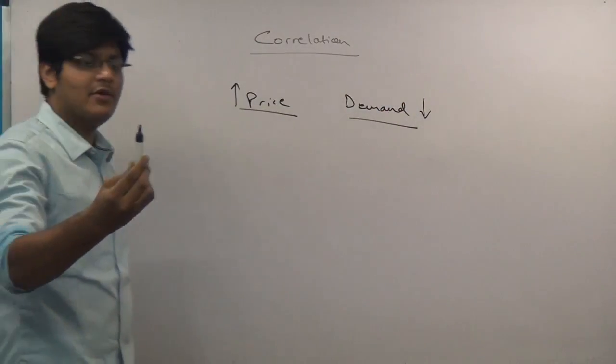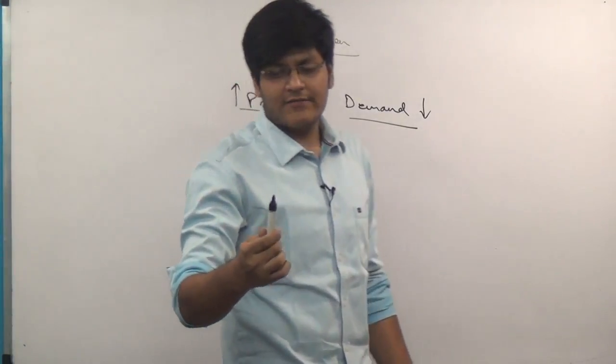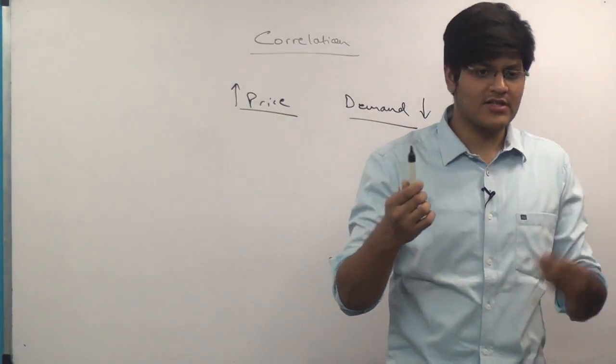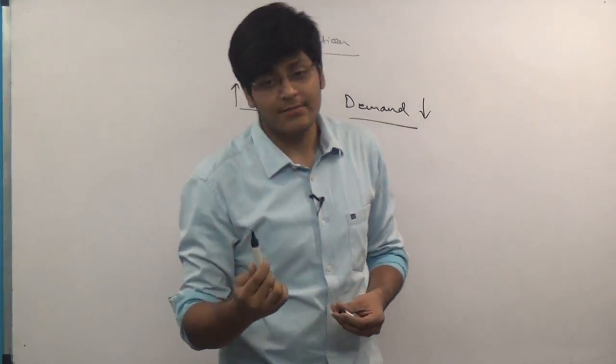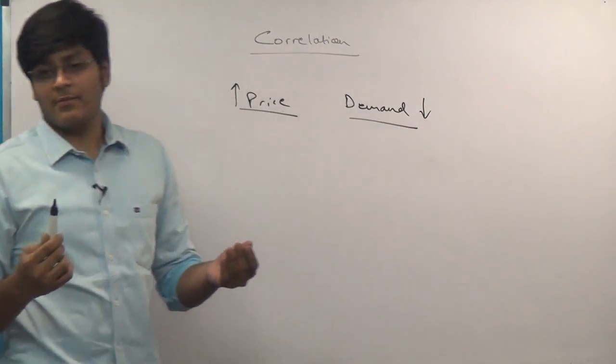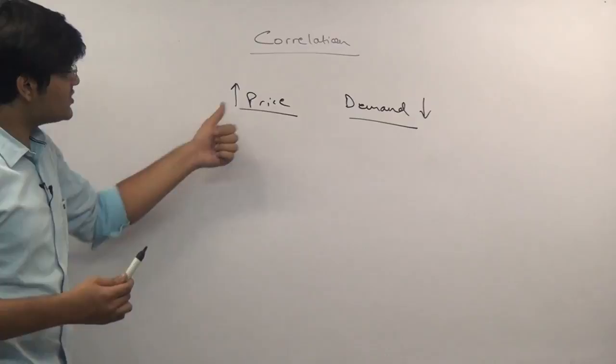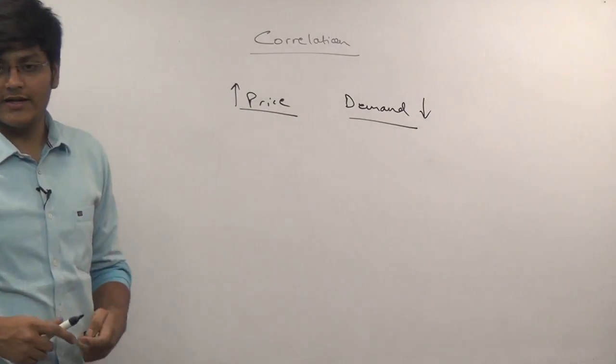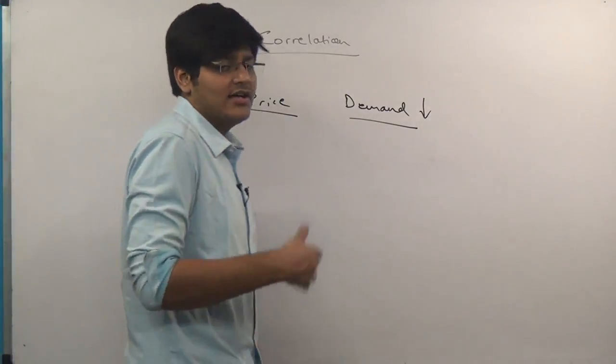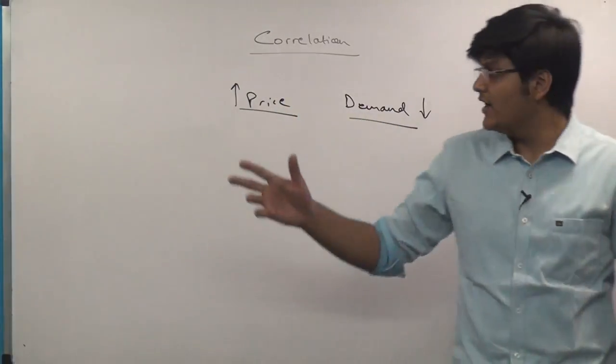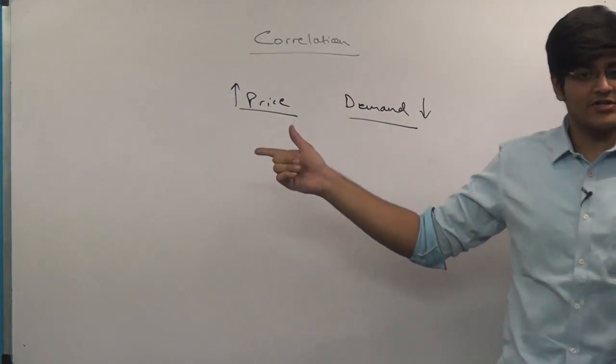Suppose this pen is available for 20 rupees in the market. If I increase the price a lot, then obviously the demand will fall. If I decrease the price a lot, then obviously the demand will increase. Hence, these two things are negatively correlated. If one increases, the other one decreases, or vice versa. This thing is negative correlation.